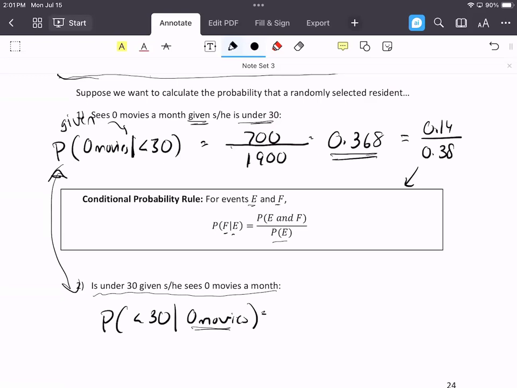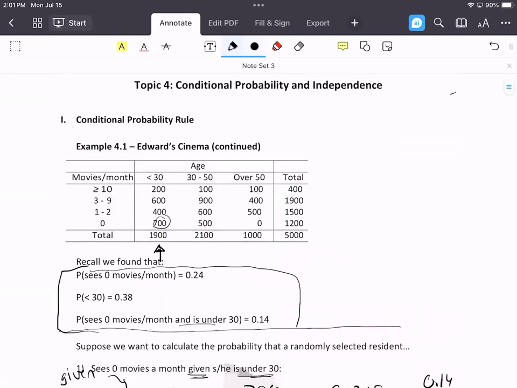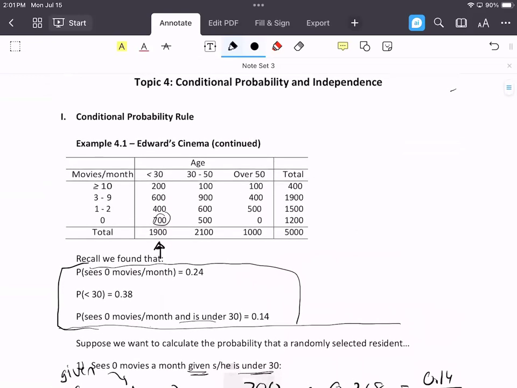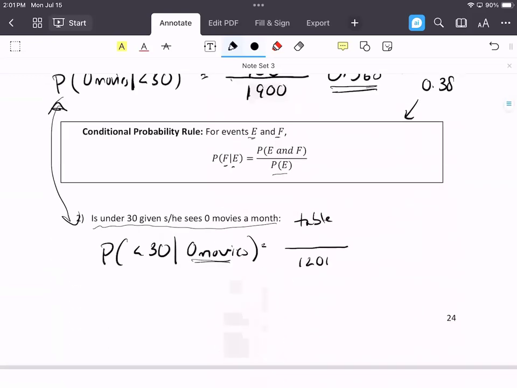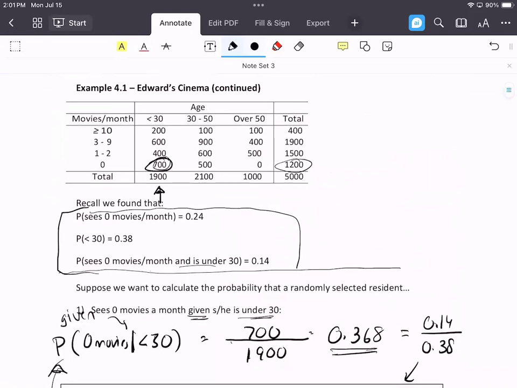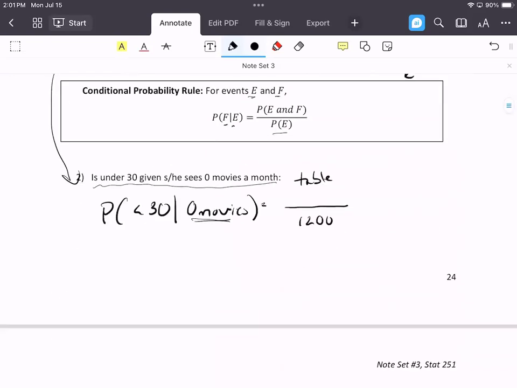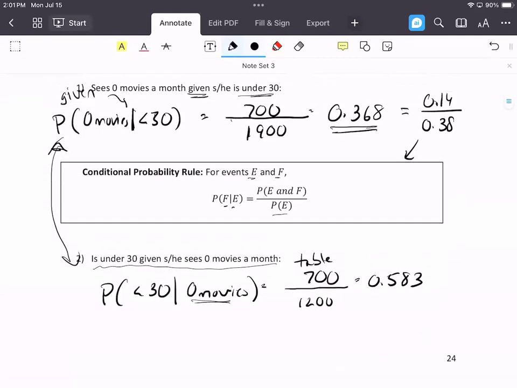Now we can do this using the table counts if we wanted to. In the table, we're looking this time at 0 movies a month. So now we're looking at 1,200 here. And we're interested in, remember, that they're under 30 and see 0 movies a month. So there we go, the 700. And you get 0.583. Could it end up being the exact same number? Yes. Would it be unusual? Yes.